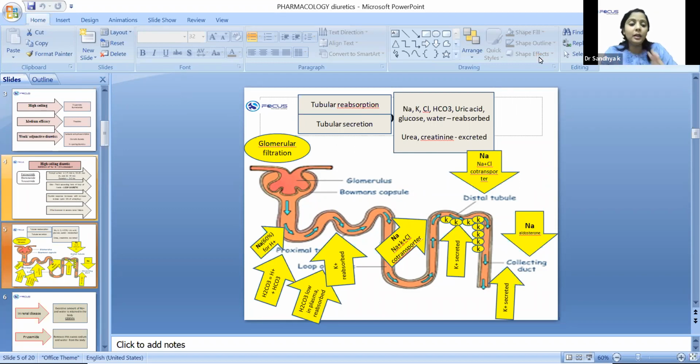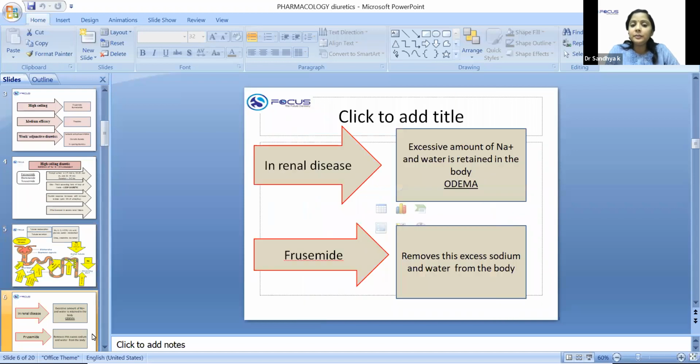This is happening under normal conditions. Now we are talking about an abnormal condition. That is why we are giving the drug, right? Renal disease. If a person has a renal problem, there will be excess sodium and water retention in the body. Renal failure patients will have edema, right? So if a person has renal disease, there will be excess retention of sodium and water in the body, which will result in edema.